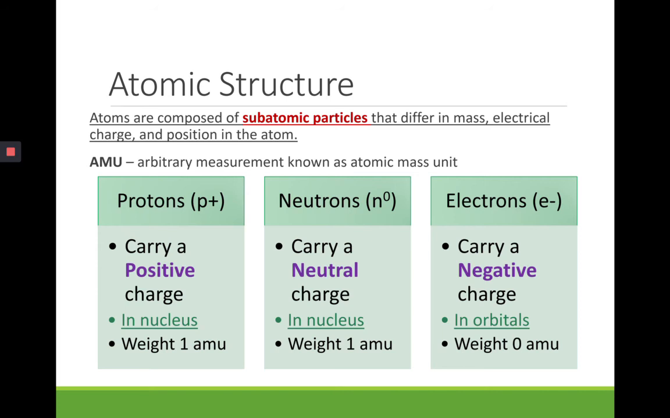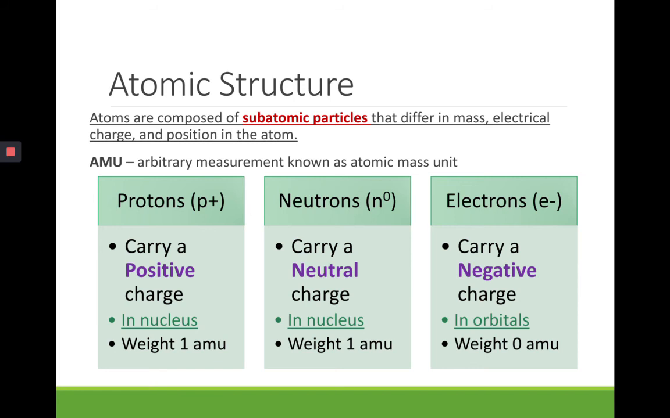The reason I'm calling it an arbitrary measurement is not because it's not useful. It's just only really useful for atoms, so it's not going to transfer into other processes or other chemical structures. The reason that we have AMUs is a quick and easy way to compare how much protons and neutrons weigh to electrons. Essentially all it means is that electrons hardly weigh anything. They're really, really small. So we said that they had a weight of 0 AMUs, and compared to electrons, neutrons and protons, even though they're small, weigh more. So we gave them an AMU weight of 1.